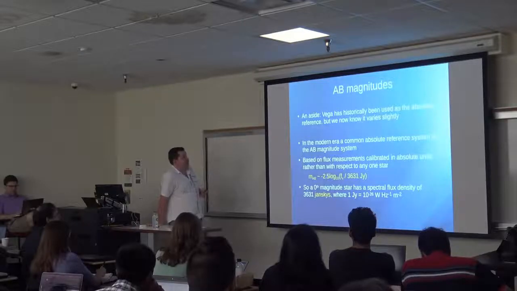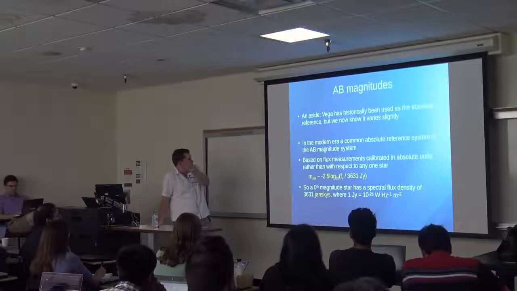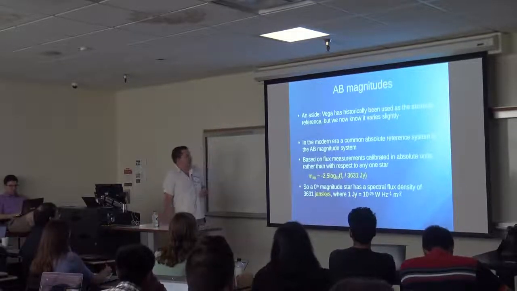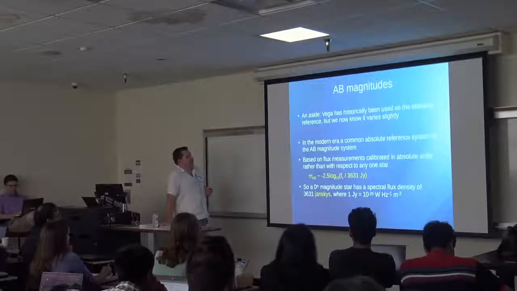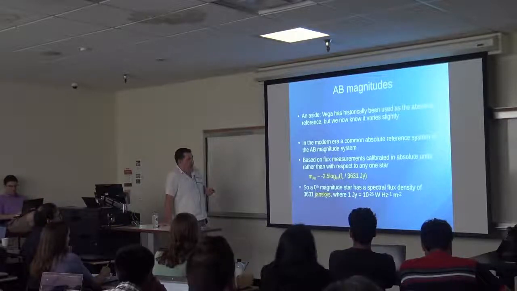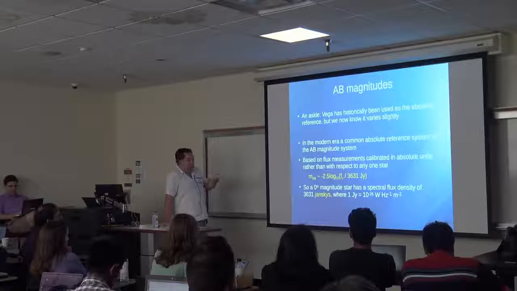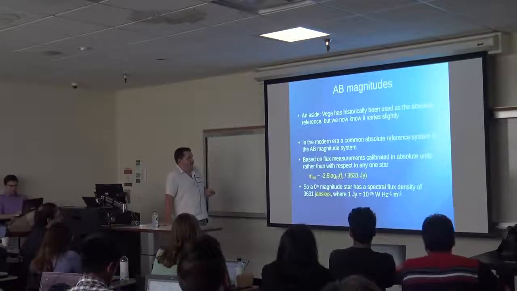Now, just as an aside, Vega historically we called the absolute. No, it does vary slightly. Every star varies to some degree. So this use of Vega as a primary standard is a little bit outdated. In the modern era, one of the absolute reference systems commonly used is the AB magnitude system. This is based on a flux measurement calibrated in absolute units rather than with respect to any particular star. So M_AB goes as minus 2.5 log 10 of the flux divided by 3631 Janskys.